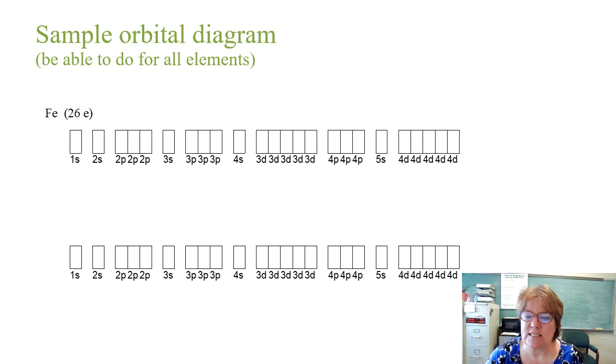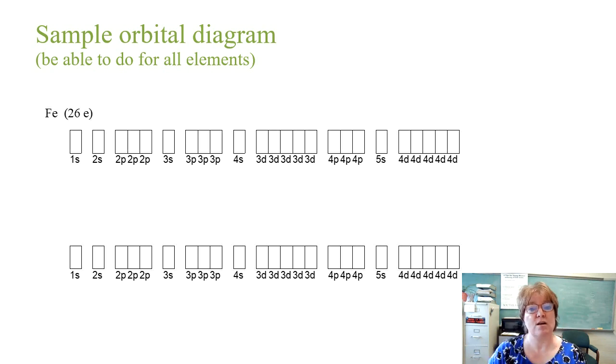Every time I get to a D, I show 5 boxes or 5 lines. That's because D represents L of 2. So that means -2, -1, 0, +1, +2 for all the possible ML values. That's why I have to have 5 boxes. For F, if we were there, we'd have 7 boxes because there's 7 possibilities for ML. And so I put them in the same order as we did for the electron configuration. It's just the number of boxes changes based off of that letter.